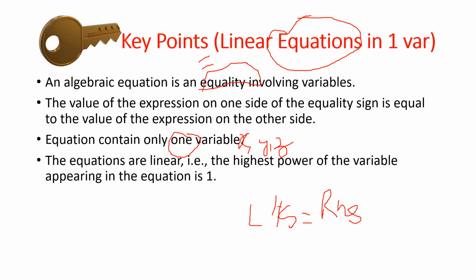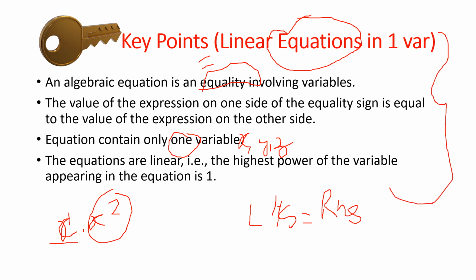Next, the equation should be linear. Now what does this word linear mean? Suppose you have x and one is your x square. Then which one is linear? Here the power of x is 1, so this one is going to be linear, and this with power 2 is going to be quadratic. This is quadratic and this is linear. So the highest power of the variable in the equation should be 1. These are the points which are important to understand the chapter.